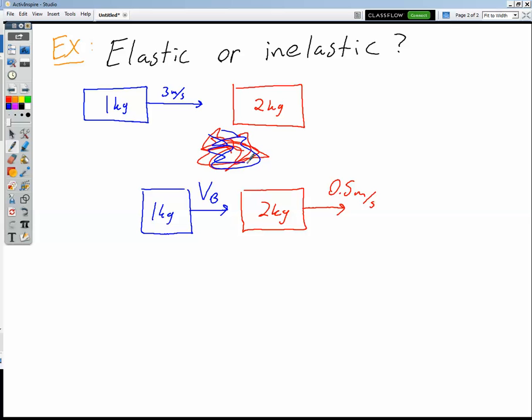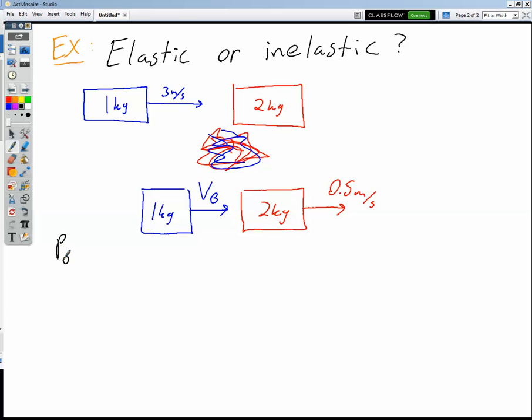Now, here's a really, really important thing that you need to keep in mind. We are not told that this collision is elastic. So I cannot assume that this collision is elastic. You will never assume that a collision is elastic unless you are directly told that it is a perfectly elastic collision. Otherwise, the only tool available to you is conservation of momentum. So that's where we start.